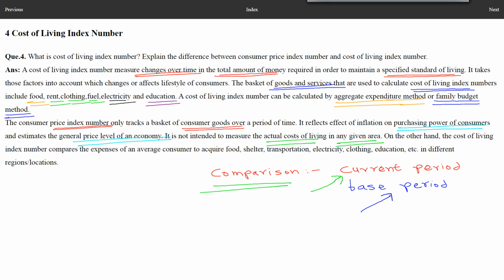The cost of living index number compares the expenses of an average consumer to acquire food, shelter, transportation, electricity, clothing, education, etc. in different regions and locations.